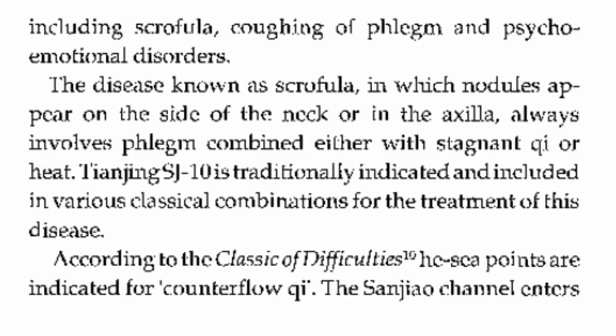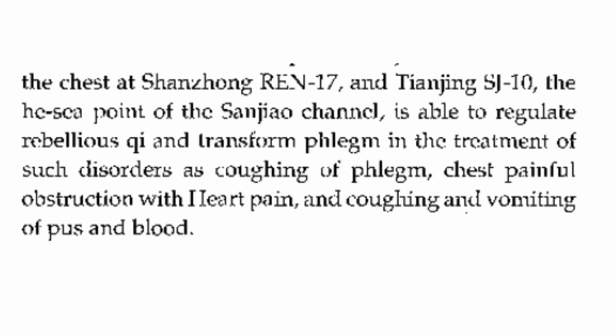According to the Classic of Difficulties, He-sea points are indicated for counterflow qi. The Sanjiao channel enters the chest at Ren 17 and Sanjiao 10. The He-sea point of the Sanjiao channel is able to regulate rebellious qi and transform phlegm in the treatment of coughing of phlegm, chest painful obstruction with heart pain, and coughing and vomiting of pus and blood.